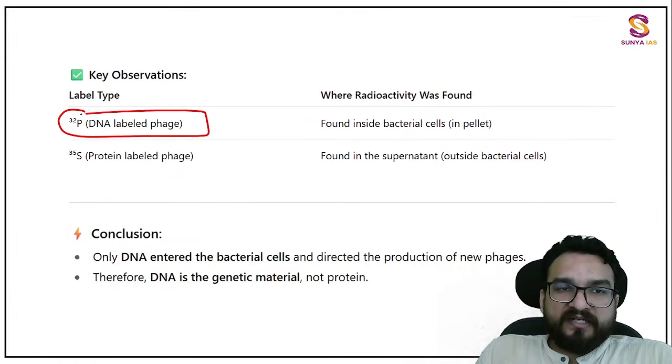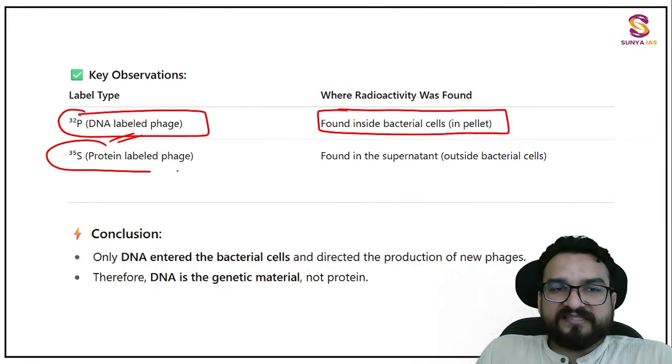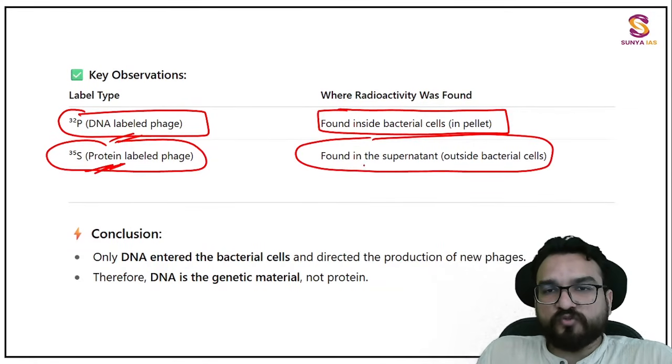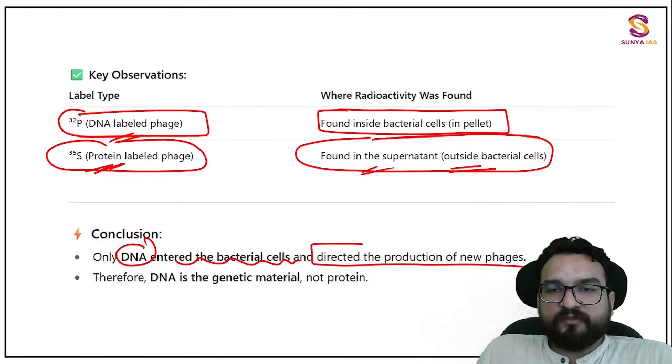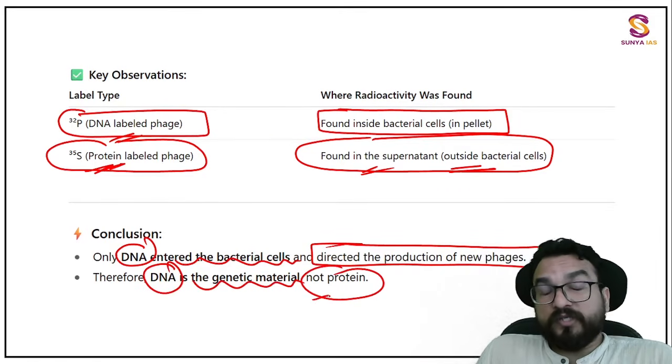So radioactive P, the DNA, is found inside bacterial cells in the pellet. Radioactive S, the labeled protein, you just understand protein labeled, is found in the supernatant outside the bacterial cells. That means only DNA entered the bacterial cells and directed the production of new phages. Therefore, DNA is the genetic material, not protein.